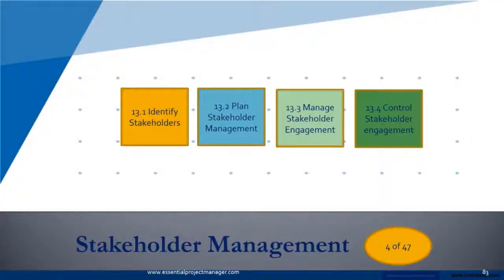in the 5th version. So here we have 4 different processes: identify stakeholders, plan stakeholder management, manage stakeholder engagement, control stakeholder engagement. So it makes good sense. It's a very straightforward set of processes that we're looking at here.